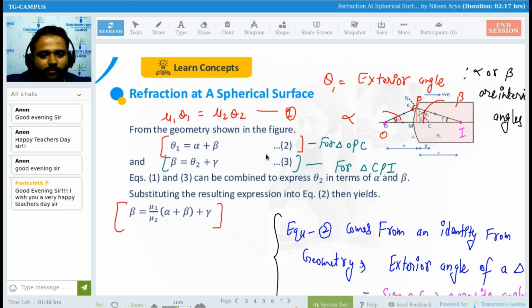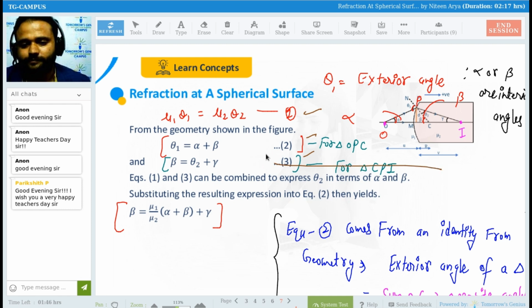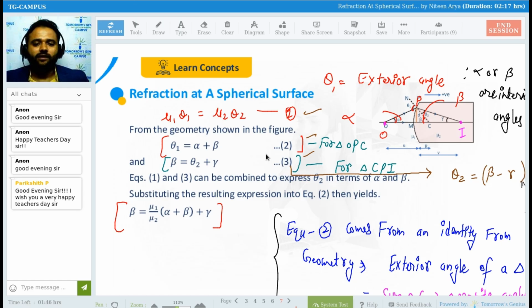With the help of equations 1, 2 and 3, put the value of theta 1 and theta 2 in equation 1. Equation number 3 can be rewritten as theta 2 is beta minus gamma. So when we put the values of theta 1 and theta 2 in equation 1, we can get this. Clear? And you can write this as your equation number 4.